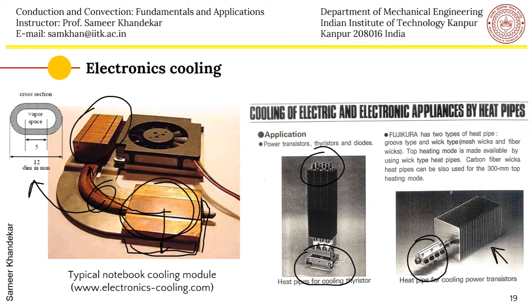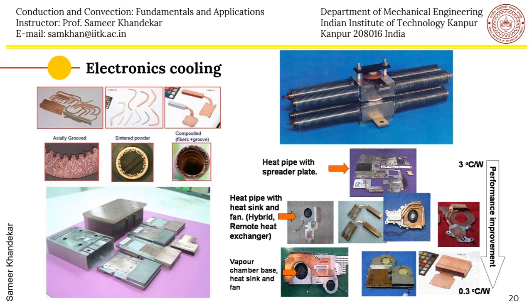Now here you see more examples of electronics cooling, and as you can see, depending on the technology, you can have a thermal resistance of 3 Kelvin or 3 degrees Celsius per watt to nearly one order of magnitude lower, 0.3 degrees Celsius per watt. It essentially means that if you have a 20 watt or a 30 watt device, you multiply it by 0.3, so that is like a 6 degree delta T, or a 9 degree delta T between the hot end and the ambient.